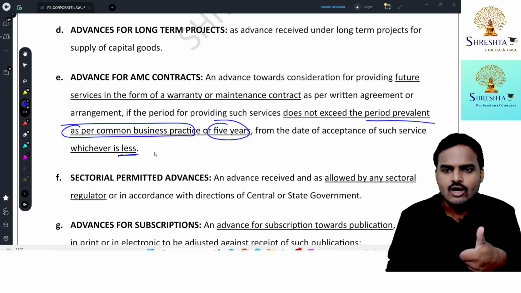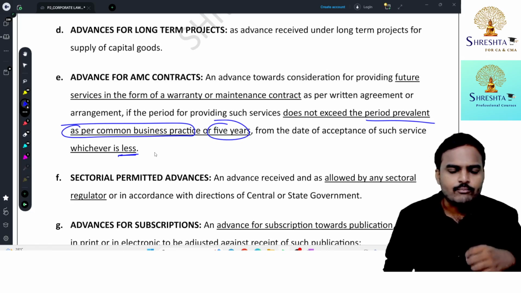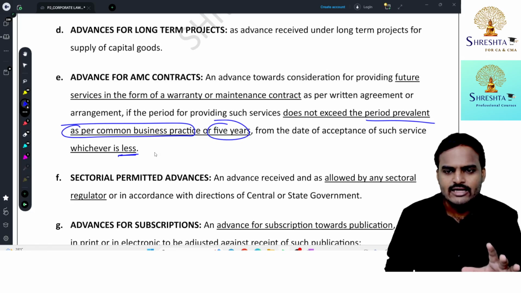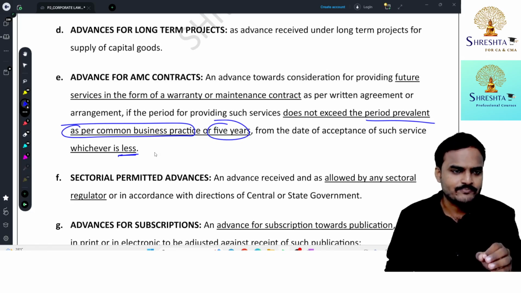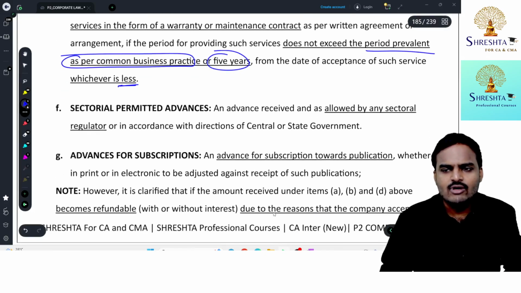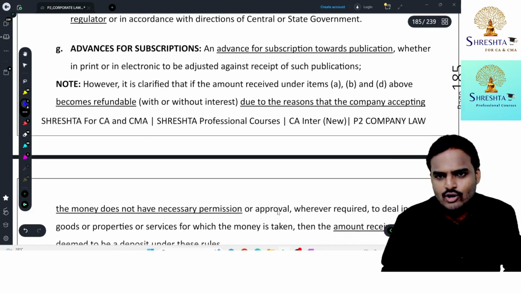General period or 5 years, whichever is less. Generally, for how much period can we provide AMC service, warranty period, or 5 years, whichever is less. Up to that time limit, if you are receiving any advances, then it is not treated as a deposit. Sectoral permitted advances, not a deposit. Advances for subscriptions, newspapers, magazines are also not treated as deposits.